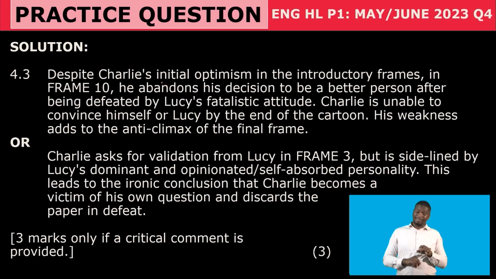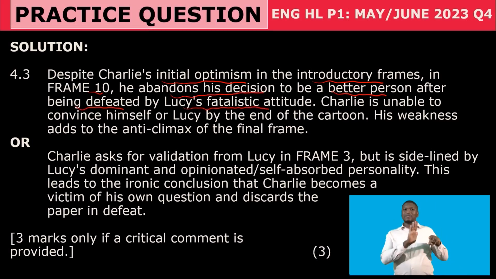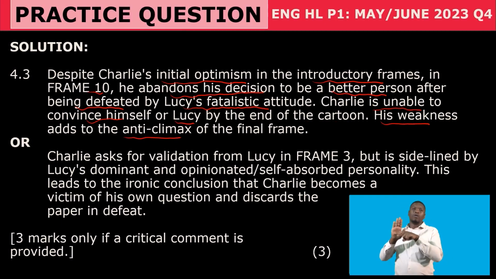Despite Charlie's initial optimism in the introductory frame, so refer to the whole cartoon but focus on the frame that they give, in frame 10, he abandons his decision to be a better person after being defeated by Lucy's fatalistic attitude. Charlie is unable to convince himself or Lucy by the end of the cartoon. His weakness adds to the anticlimax of the final frame.